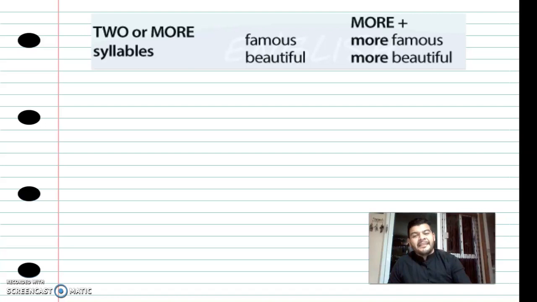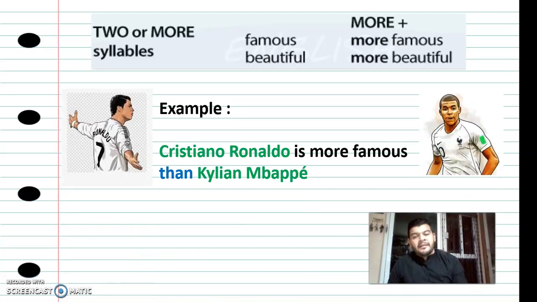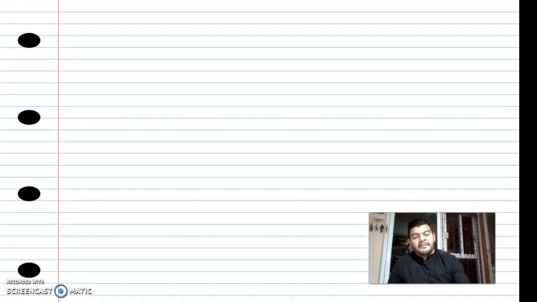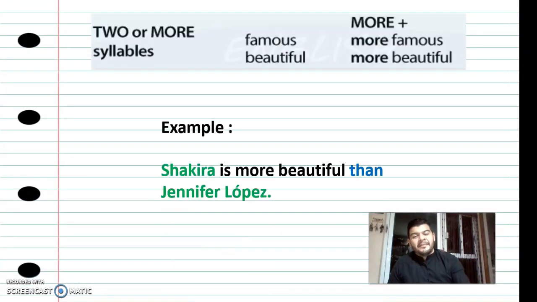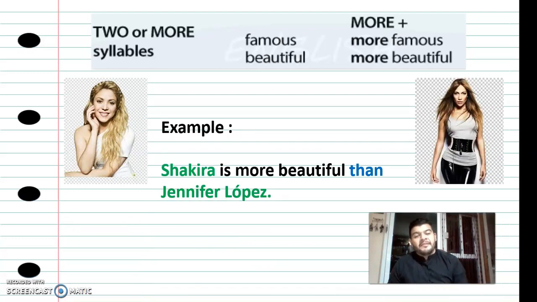In the next slide, you are going to see that sometimes we have adjectives with two syllables, like for example, famous and beautiful. Famous, when you are making a comparison, you say more famous, and beautiful, it's more beautiful. Here is the example. Cristiano Ronaldo is more famous than Kylian Mbappé. Here is another example. Shakira is more beautiful than Jennifer Lopez.